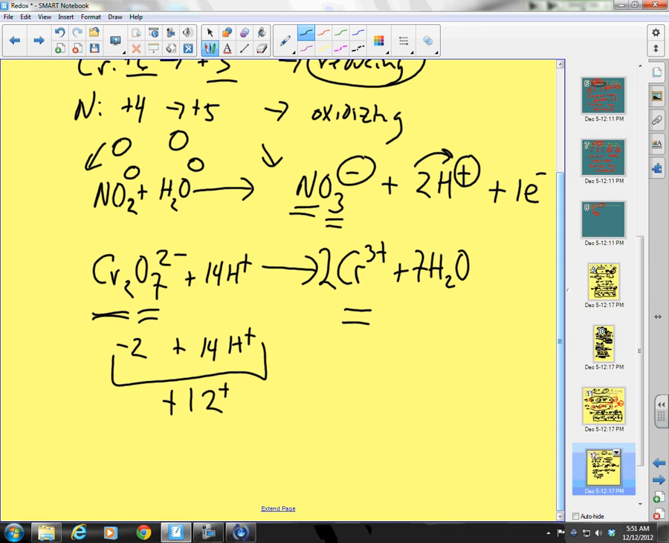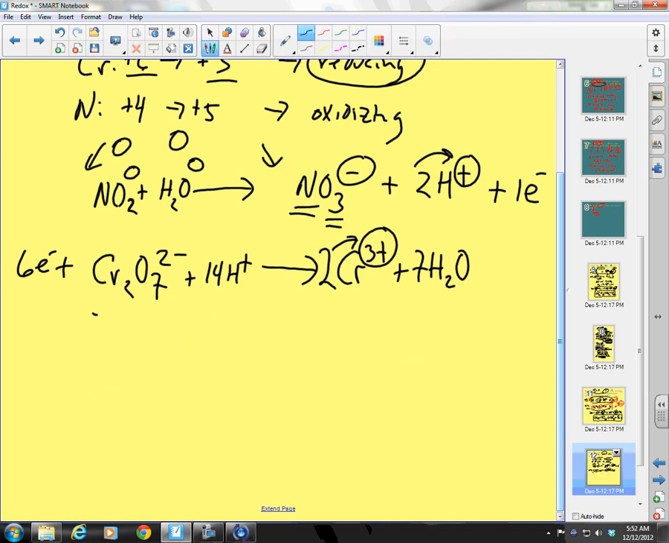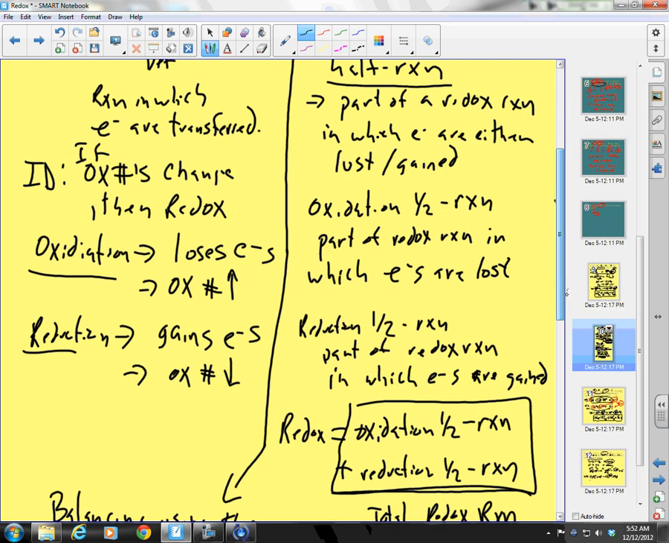What do I have over here? Well, I have a plus 3 times 2, so I have a plus 6. So how do I go from a plus 12 to a plus 6? I have to add 6 electrons. So we're going to add 6 electrons. All right. So good. I have both my half reactions written. Now what? All right. Next step.